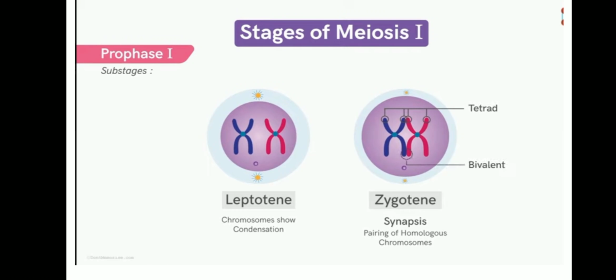And these chromatids are otherwise said to be a tetrad. 1, 2, 3, 4. So 4 chromatids are there. Okay, so that is a tetrad. And they are bivalent in nature. They are getting ready to share the DNA among themselves.